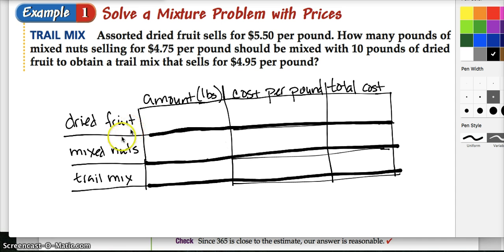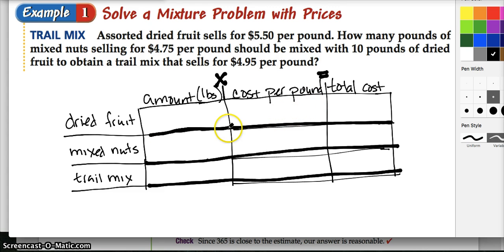Okay, this looks like a bit much. Let's talk about what we have. We know that we're dealing with dried fruit. That's the first thing we were told about. We've got mixed nuts, and we have a trail mix that we're creating by mixing the two things together. So when we're dealing with most of these problems, you're going to have an equation across the top. In this one, it's going to be the amount in pounds times the cost per pound is going to equal the total cost. And oftentimes, if you're dealing with money, you're going to have this same exact equation up at the top of your problem.